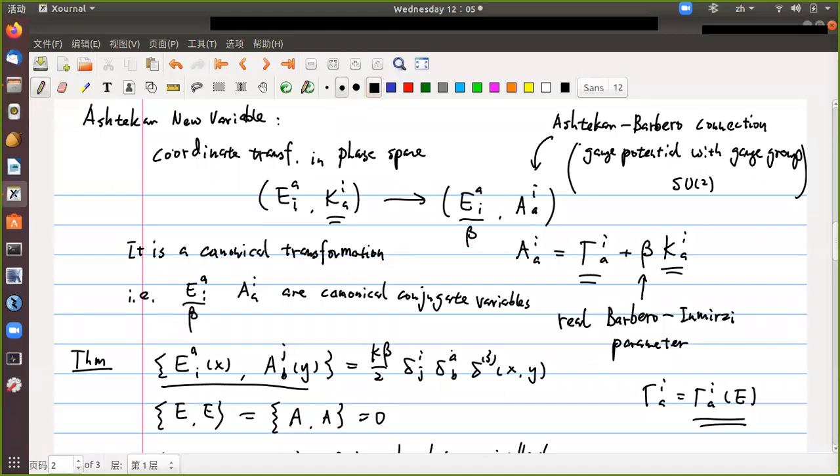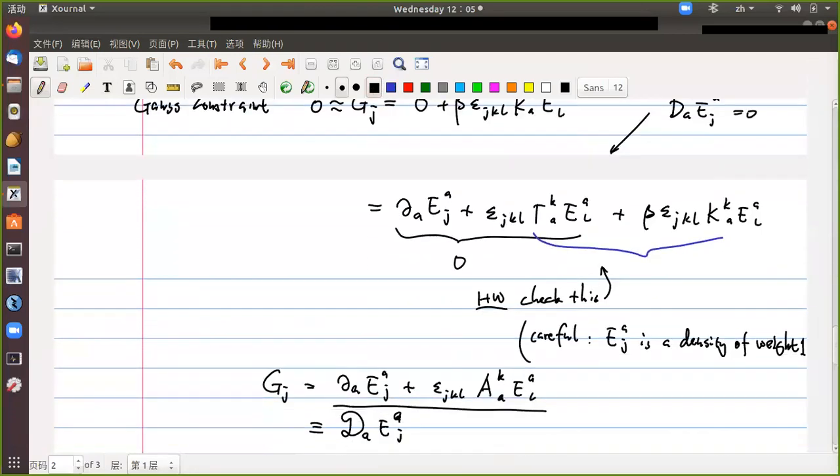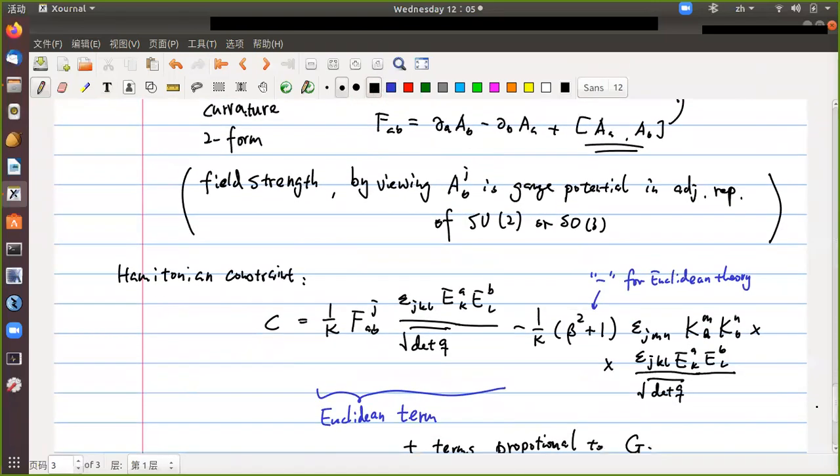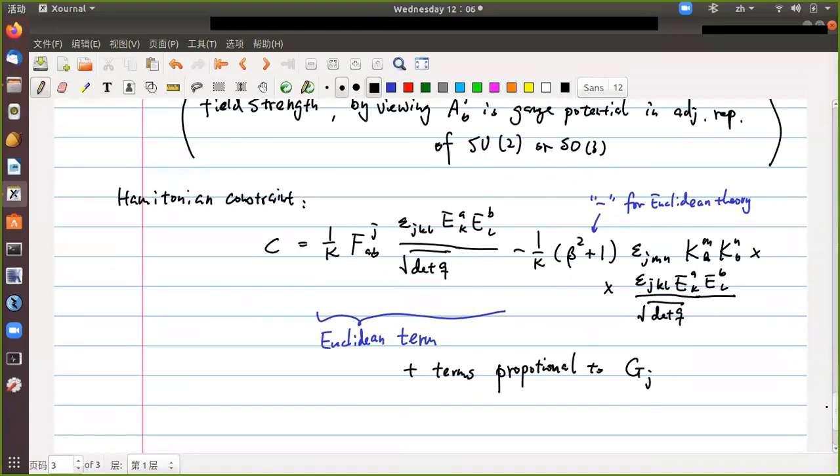Beta is a real parameter, so A is also a real field. So here you can see that for Lorentzian general relativity, you are not able to set beta to any value to cancel the second term, except if you put beta equals to i, right?